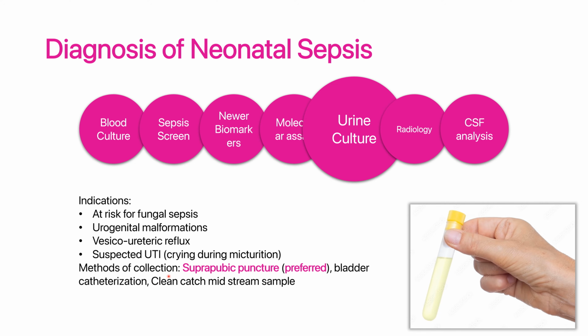There can be various methods of collection of urine sample in urinary tract infection, but the most definitive and preferred one is suprapubic puncture, because if we follow appropriate aseptic measures, this is the most sterile sample available, and any growth from this sample is confirmatory for presence of urinary tract infection. But other methods can also be undertaken, like bladder catheterization and clean catch midstream sample.